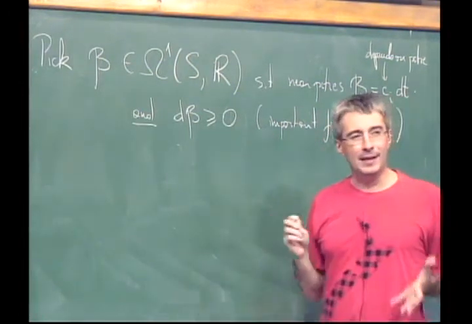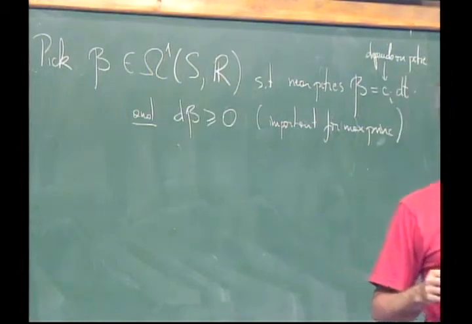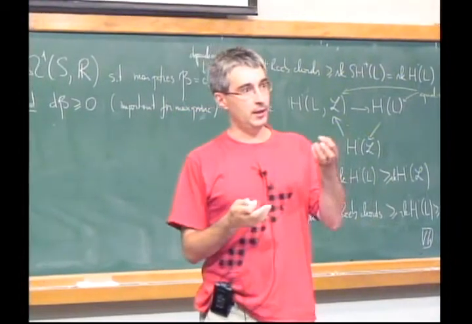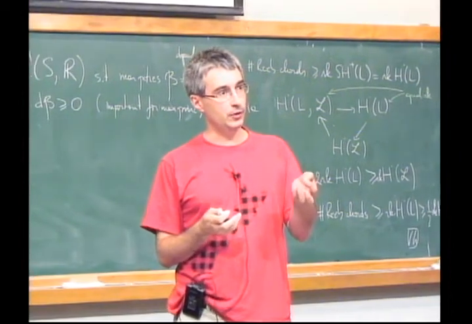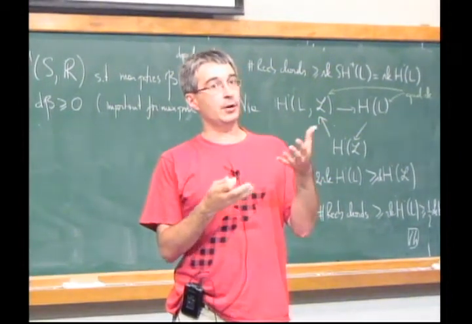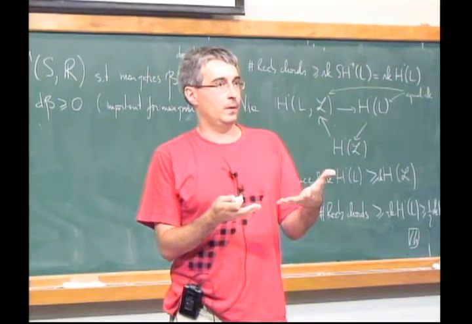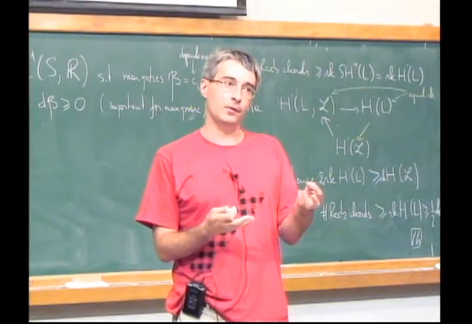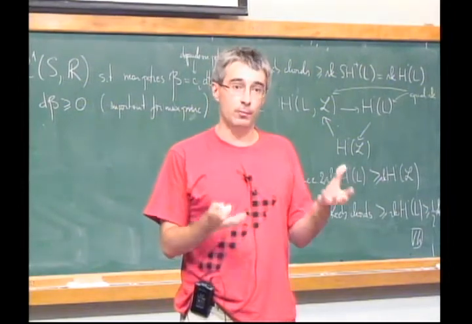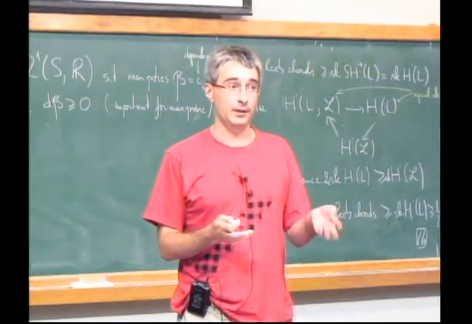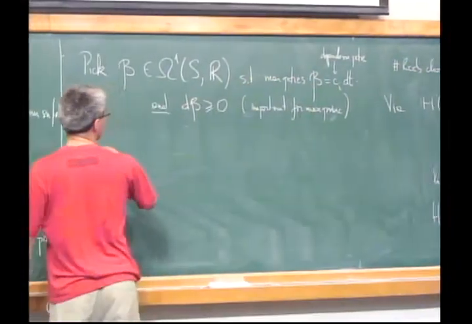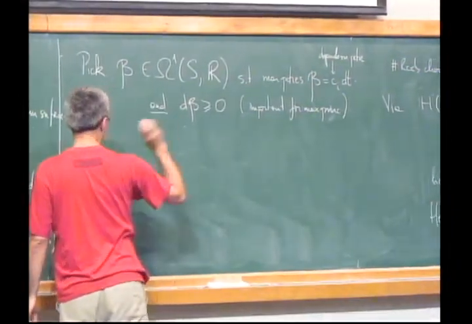What does it mean, d beta non-negative? D beta is a two-form on the Riemann surface, and you can compare it. It has at every point a coefficient, and you can compare it with the area form, right? The Riemann surface is oriented. So you can look at that coefficient and say whether it's negative or positive. You don't want it to be negative. Yeah? For example, no example yet.